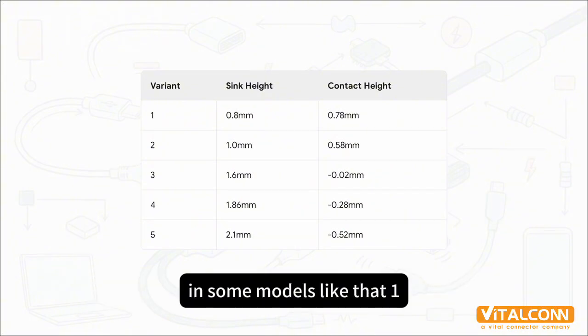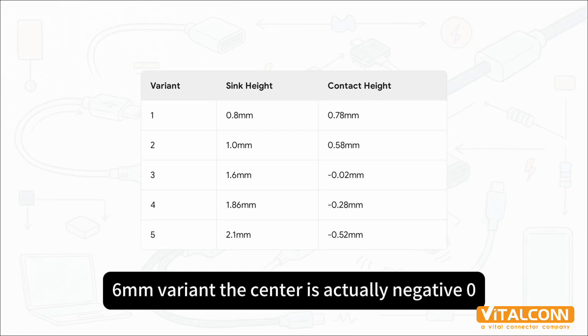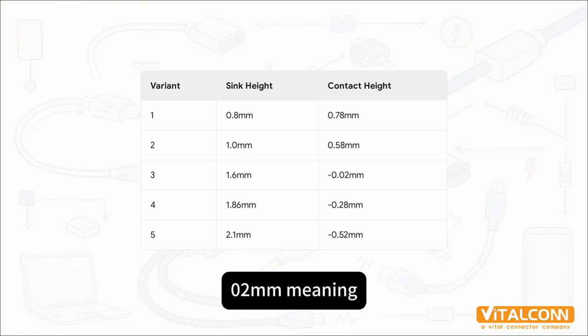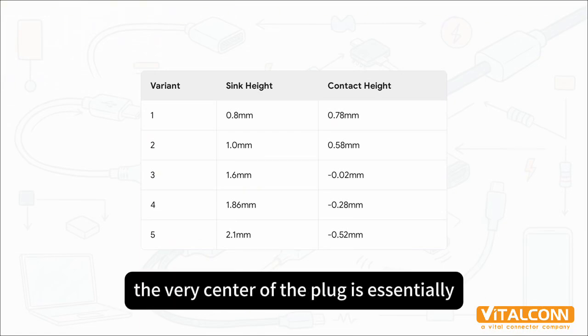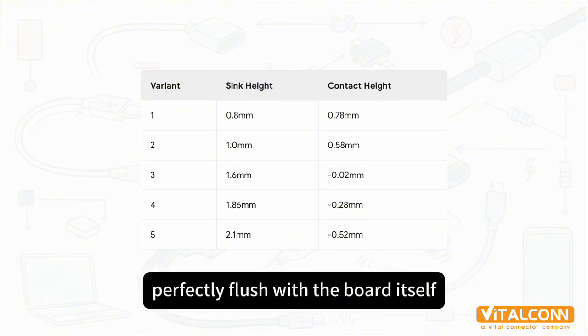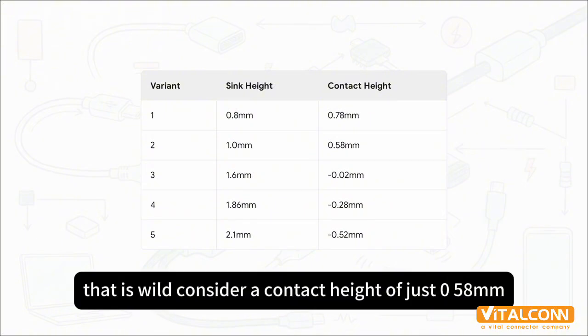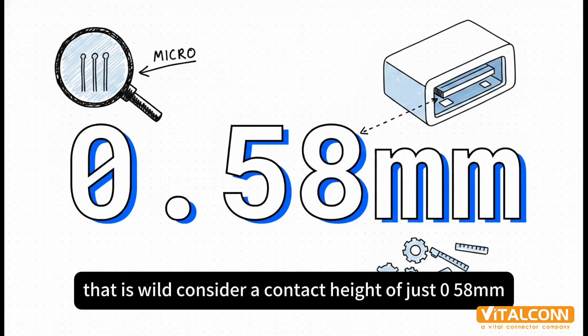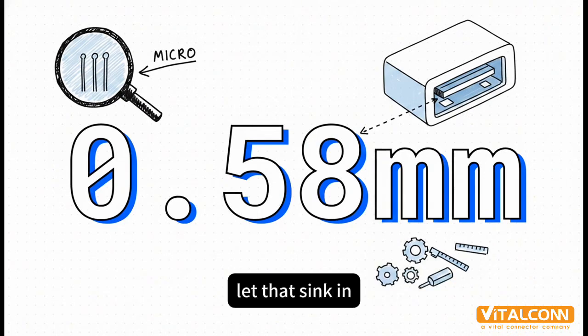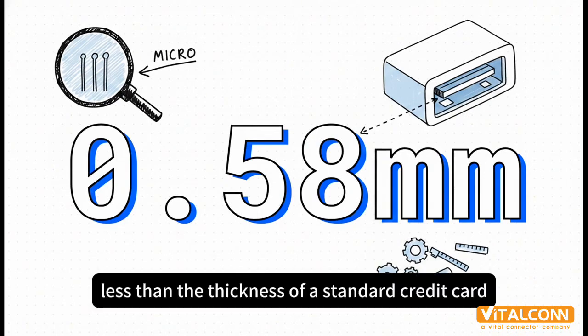In some models, like that 1.6 millimeter variant, the center is actually negative 0.02 millimeters, meaning the very center of the plug is essentially perfectly flush with the board itself. That is wild. Consider a contact height of just 0.58 millimeters. Let that sink in. That is literally less than the thickness of a standard credit card.